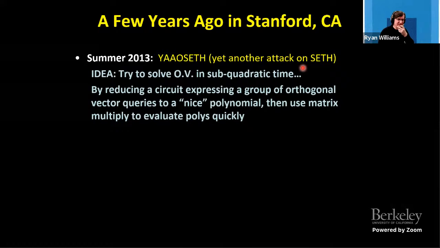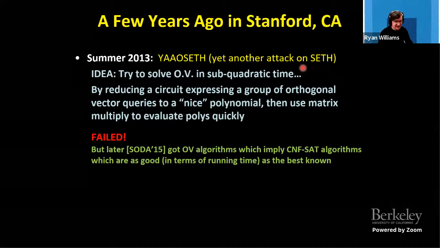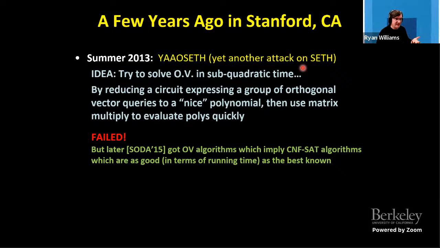The high-level idea is I was trying to take a circuit that expressed a group of orthogonal vector queries, like determining whether a group of vectors had an orthogonal pair in it, turn it into a nice polynomial, and then use matrix multiply to evaluate this polynomial quickly on many, many points. Of course, this failed. But later, we managed to get some OV algorithms, which turned out to imply CNF algorithms that are as good as the best known if you use this reduction. So the OV algorithms really can't be improved unless we improve the best known CNF SAT algorithms.